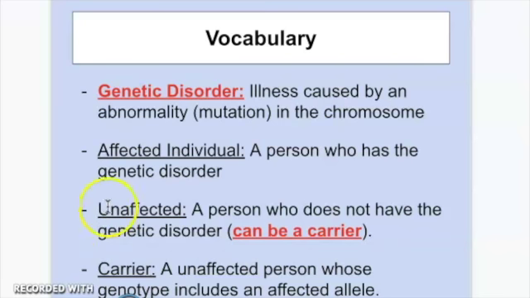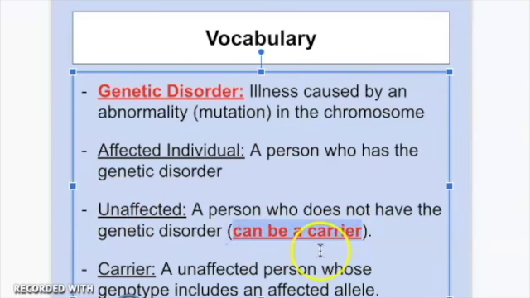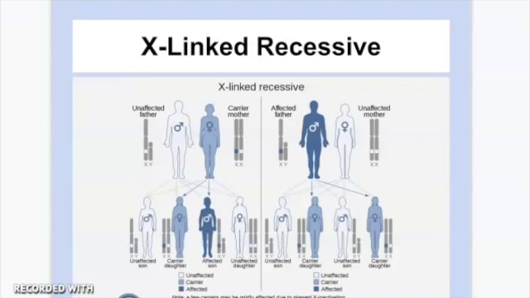And that unaffected individual can be a carrier. They are not affected by the disorder, but they do have the affected allele and can actually pass that on to their offspring. Okay, these three will make so much more sense after we go over that first pattern of inheritance.